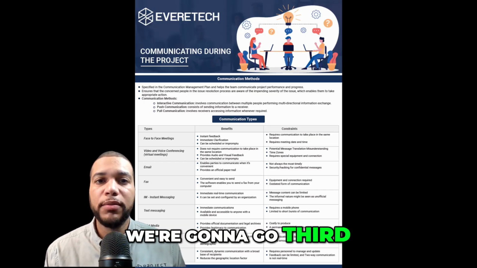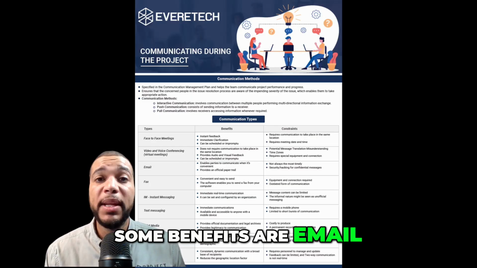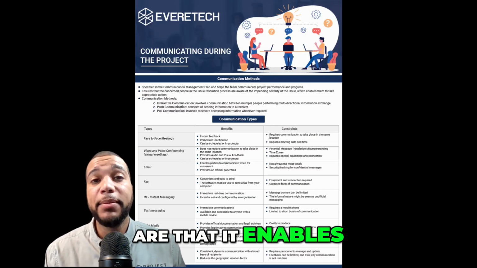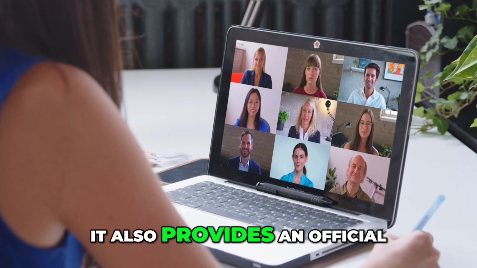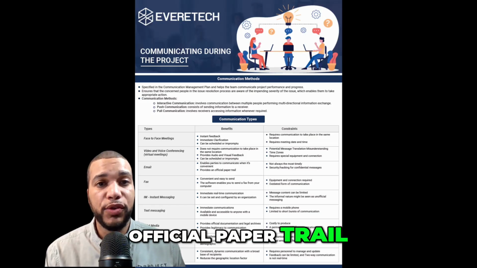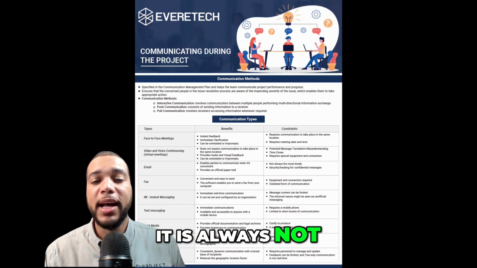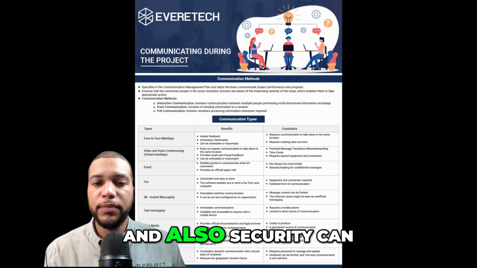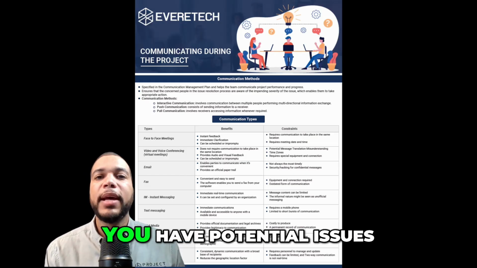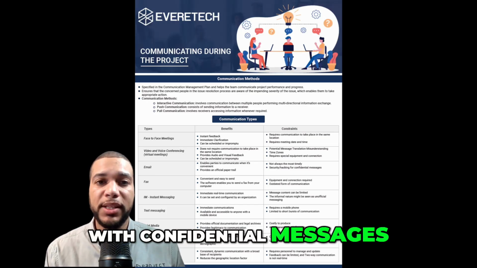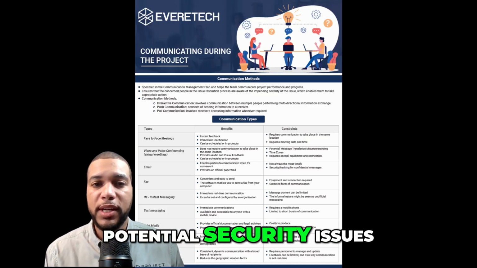We're gonna go third towards email. Benefits of emails are that it enables parties to communicate when it's convenient. It also provides an official paper trail. However, it is not always the most timely. And also, security can be a potential issue. People can get hacked. You have potential issues with confidential messages. So you have potential security issues.